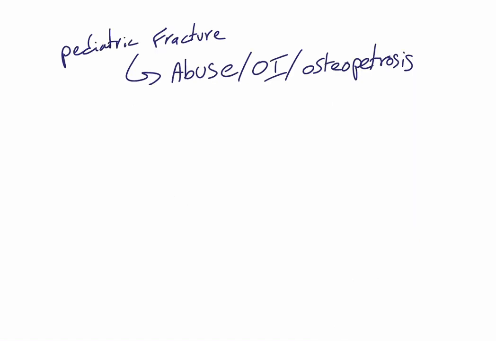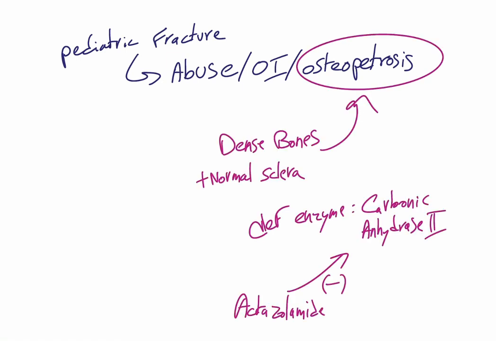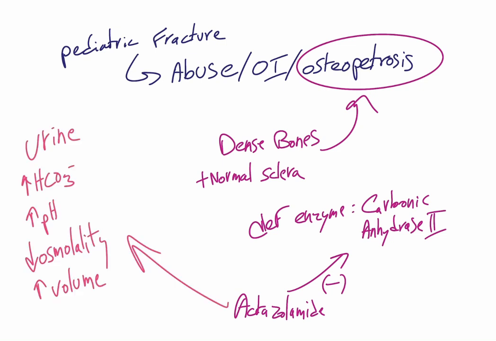First, you have a pediatric fracture, you're thinking child abuse, OI, or osteopetrosis. Next up, if they show you dense bones on x-ray plus normal sclera, now you're thinking osteopetrosis. They want to know about the enzyme deficiency, you're going to tell them carbonic anhydrase 2. And if they ask you about the inhibitor of said enzyme, we're going with acetazolamide. Now, if they ask you about urinary findings, you will tell them your bicarb in the urine will increase. Your pH will in turn increase. Osmolality will be down despite the volume being up.